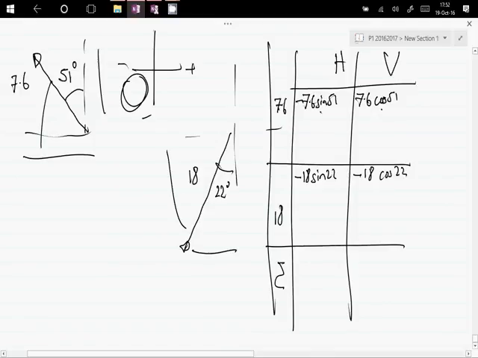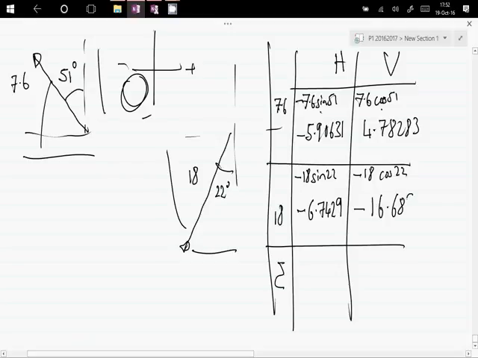7.6 times sine 51 equals minus 5.90631. 7.6 cos 51 equals 4.78283. 18 times sine 22 equals minus 6.7429, and minus 18 times cosine 22. So minus 16.6893.